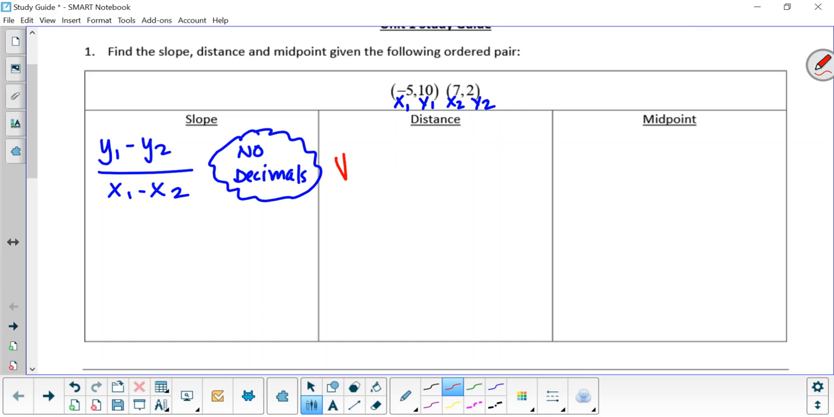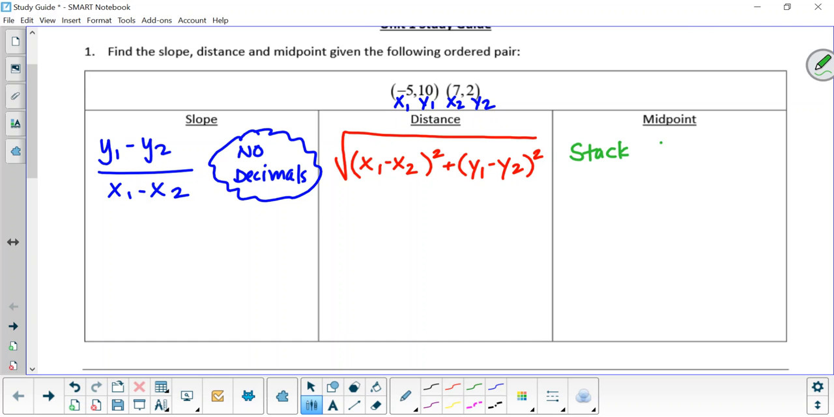Distance is the big square root, where it's x1 minus x2 squared plus y1 minus y2 squared. And our midpoint, we stack, add, divide. And remember, while watching this video, you can pause it at any time.